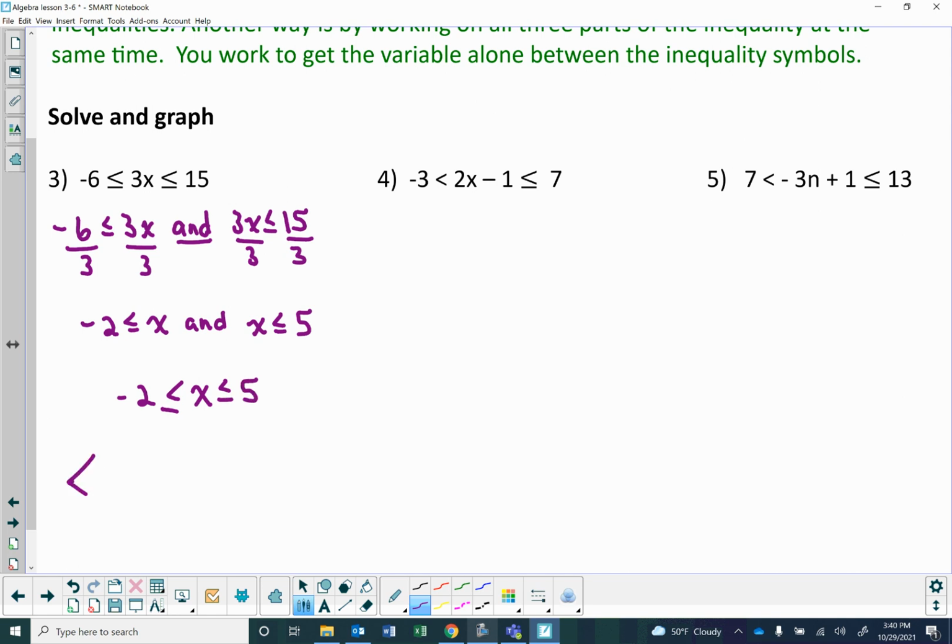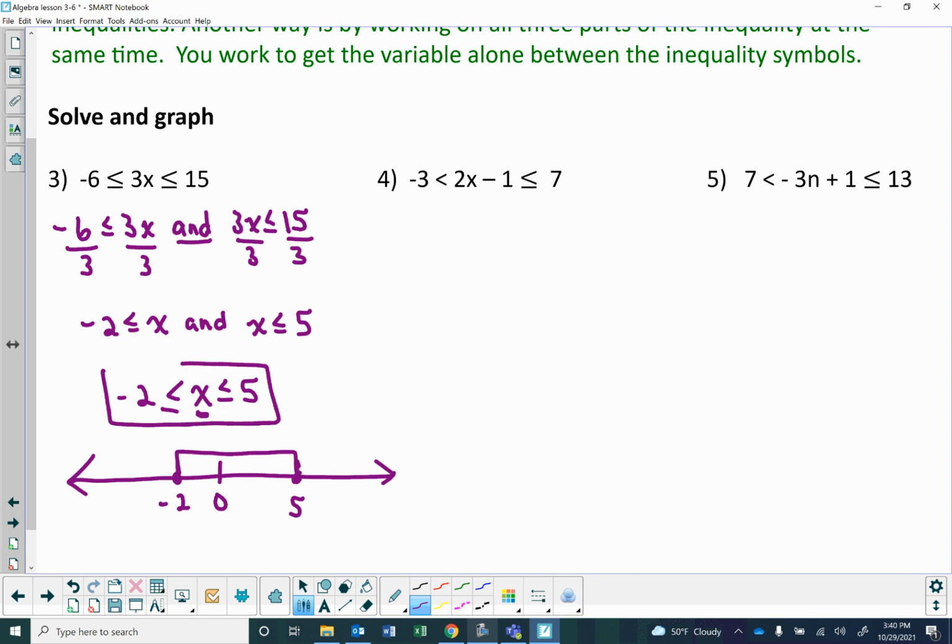So I would simply, here's 0, say this is -2, this is 5. X is literally between -2 and 5. It's sandwiched right here in the middle between those two numbers. It's equal to -2, equal to 5, and a line that joins them together. I find that it's much easier to solve these as one inequality rather than trying to write them as separate inequalities, because somehow people lose parts of the separate inequalities, which is never a good thing.